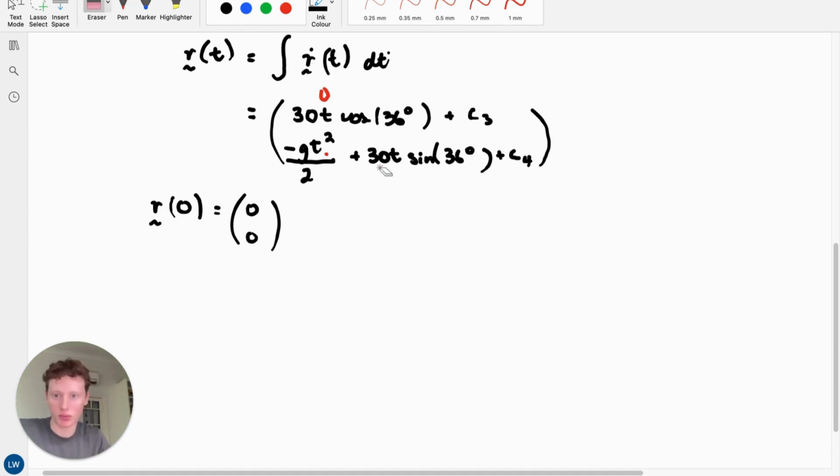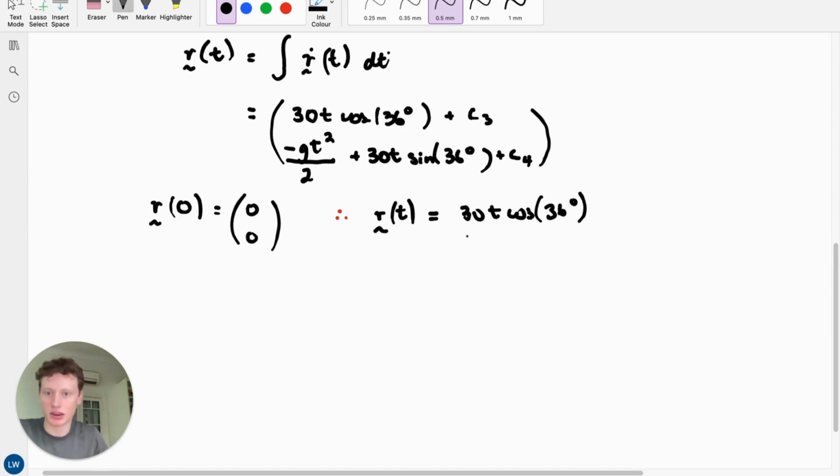And so what we can just do there is, well, therefore, the position with respect to time has to equal just 30t cos 36 degrees and negative gt squared over 2 plus 30t sine 36.